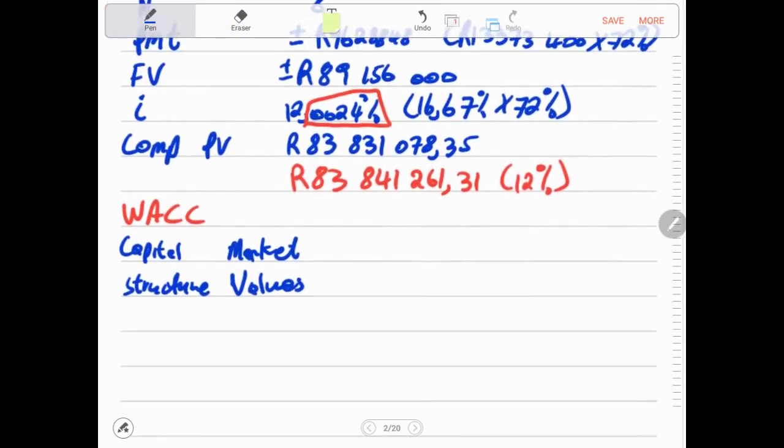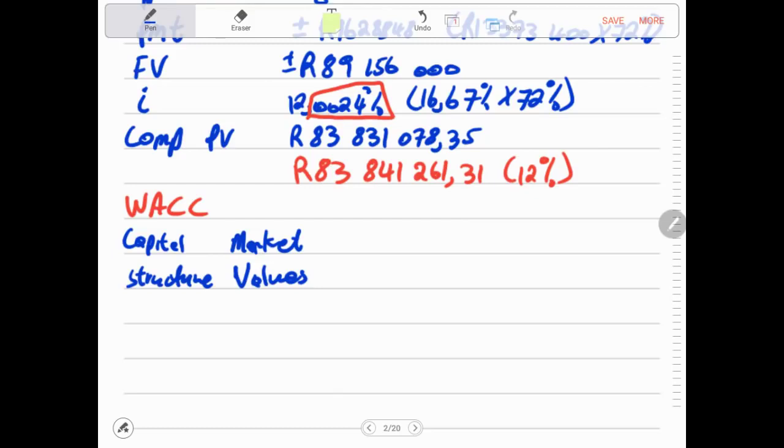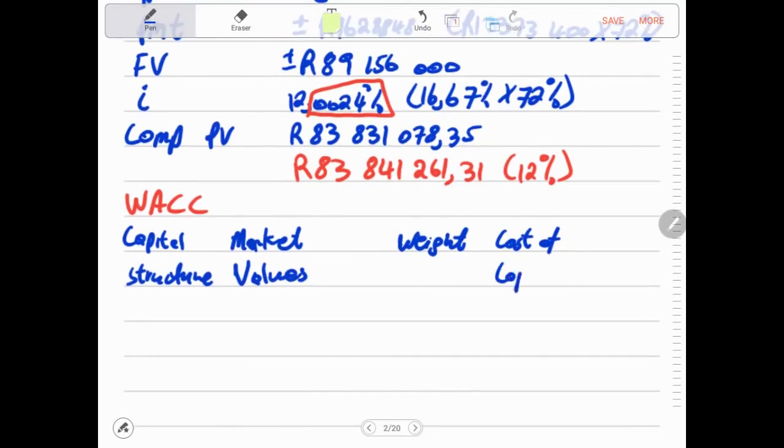After market values, we have portion of the capital structure, and I prefer to call this the weight. Then after, I have cost of capital. Then after, I will have weighted average cost of capital.